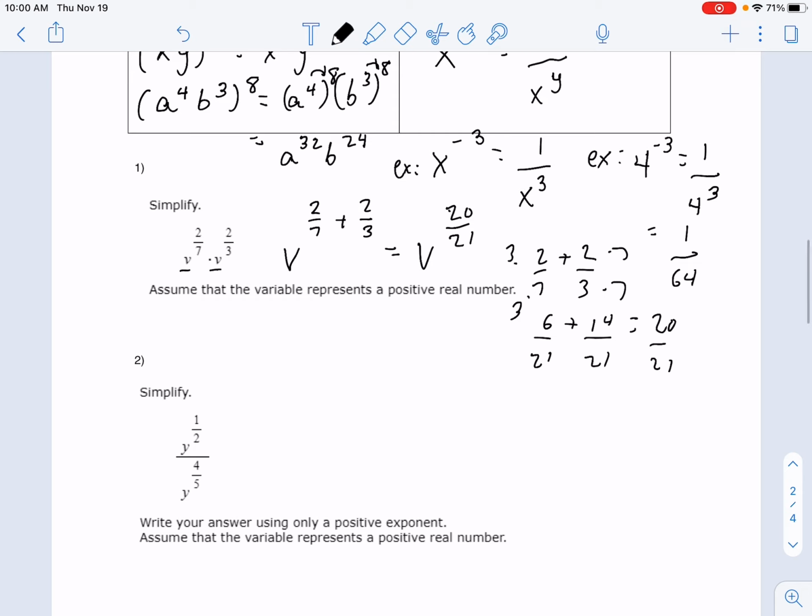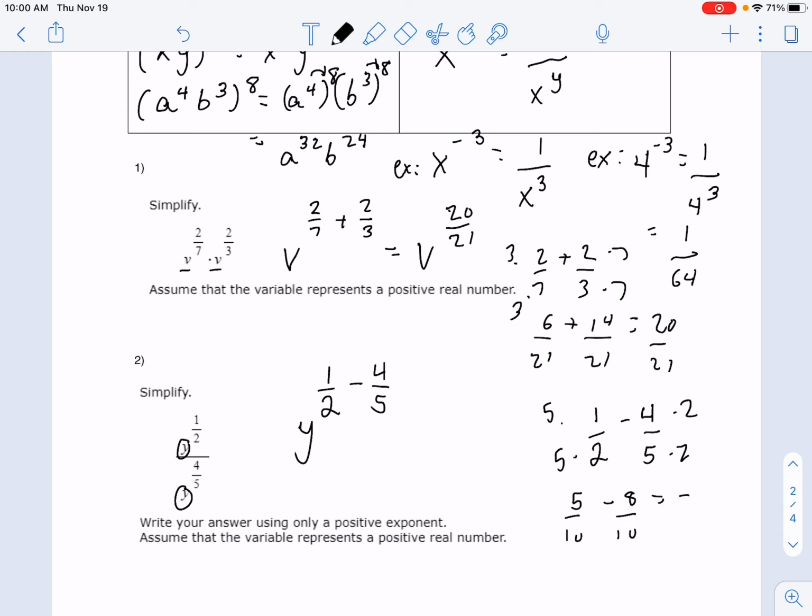All right. So number 2 involves the quotient rule. So we said above, when we divide with the same base, we have base y divided by base y, we subtract our exponents. So this is going to be y to the 1/2 minus 4/5. So we'll do 1/2 minus 4/5 off to the side. Common denominator is 10, so that's a times 5. That's a times 2, so we have 5/10 minus 8/10, which is negative 3/10. So this is y to the negative 3/10.